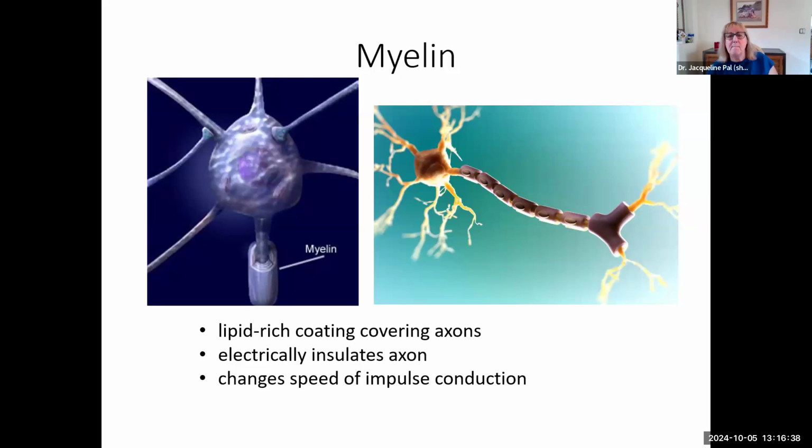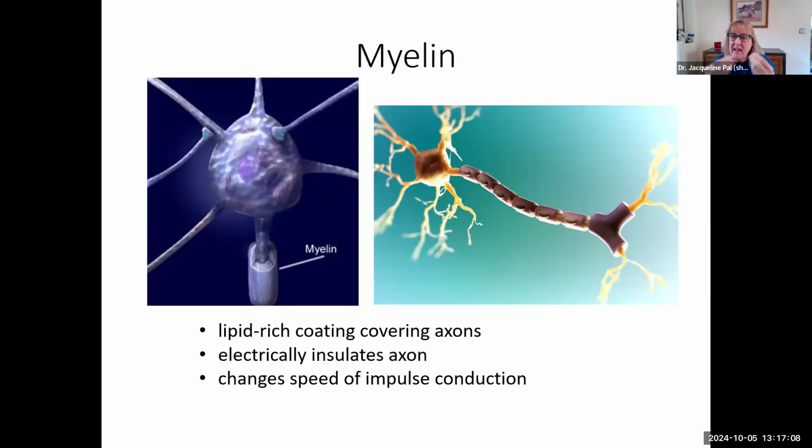So let's talk about that myelin. What is this myelin stuff? Well, myelin is a very lipid-rich covering, coating the axons. So if you've ever heard of Crisco, if you're baking, it's like Crisco. If you haven't heard of Crisco, maybe you've heard of other fatty substances like the white fat that's in bacon.